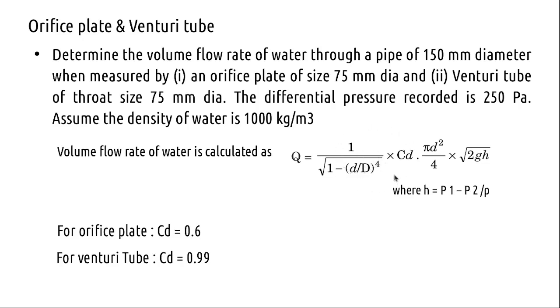This is a much more practical expression in terms of the coefficient of discharge. You have the cross-sectional area, pi d square by 4, the coefficient of discharge, and beta, which is d by D. We studied a parameter called beta: the diameter of the orifice plate hole to the diameter of the pipe. And there is a parameter called H. H is the pressure head, P1 minus P2 divided by rho, and g is acceleration due to gravity, 9.8 meter per second square.